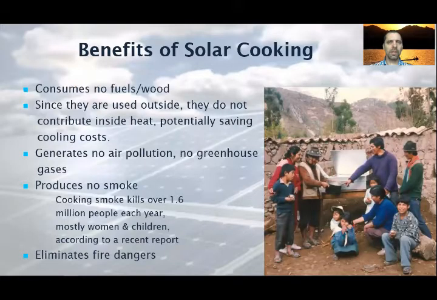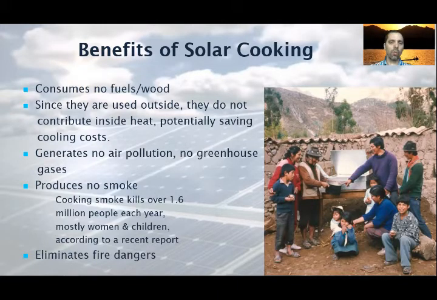Among the medium temperature collectors, solar cookers are there. They have a lot of benefits. Solar cooking consumes no fuels, wood. Since they are used outside, they do not contribute inside heat, potentially saving cooling costs. Generates no air pollution, no greenhouse gases, and produces no smoke.